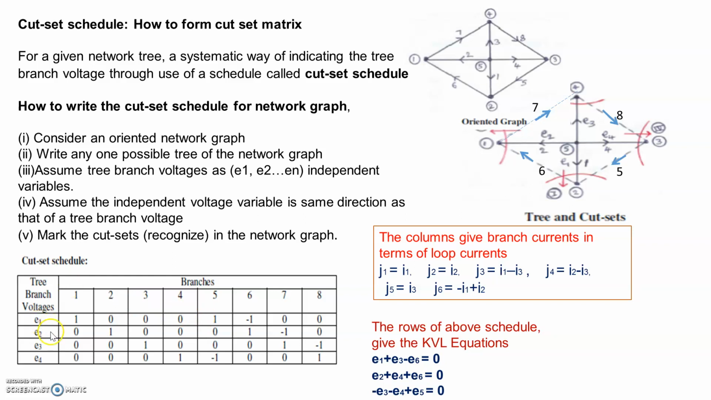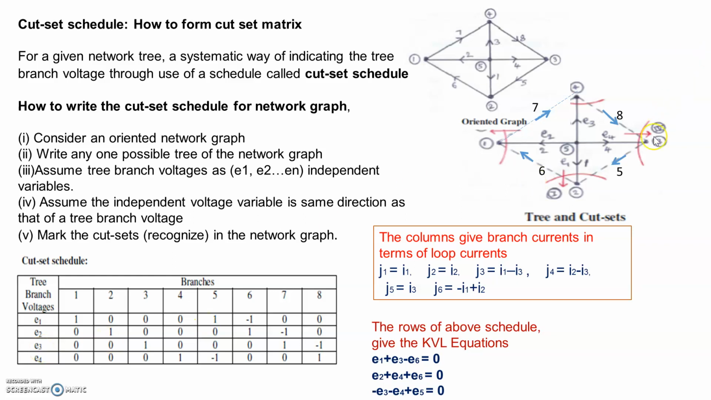Coming to the next, branch voltage E2. It is plus 1 naturally, because this itself is our tree branch, and the remaining are links. The other links are 6 and 7, so 6 is 1 and 7 is minus 1. Why is 7 minus? The current in 7 is leaving, going away. It is opposite to E2. Therefore 6 is like E2, it is entering. Therefore 6 is 1 and 7 is minus 1.